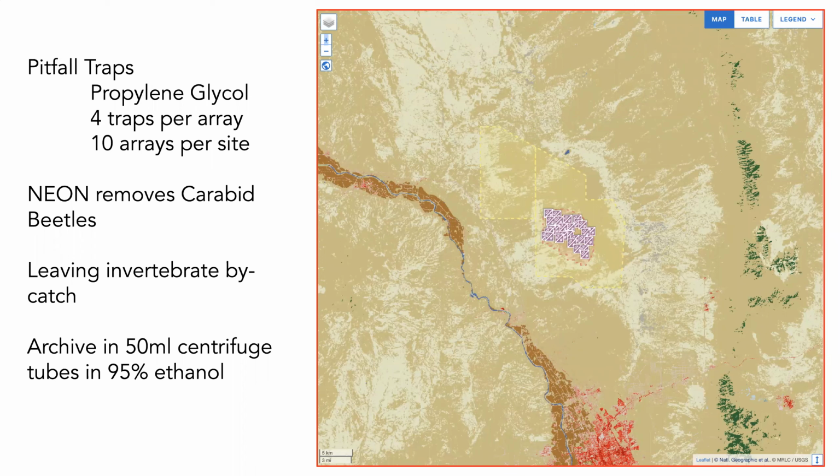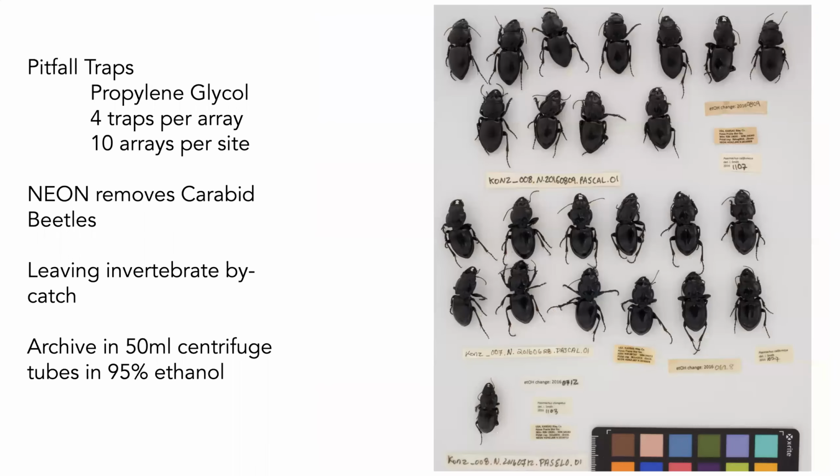So they're leaving out the pitfall traps for 2 weeks, and then they take them back to the lab. They remove the adult carabid beetles, and they leave what they call invertebrate bycatch, which they then archive in 50 milliliter centrifuge tubes with 95% ethanol. So here is an example of a couple of trap events from Konza LTER in Kansas, where, I don't know, big Pasimachus beetles are being collected.